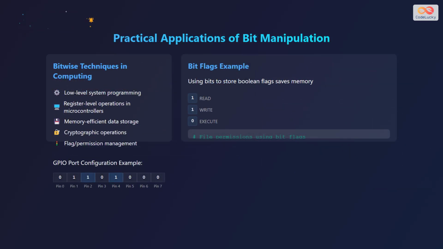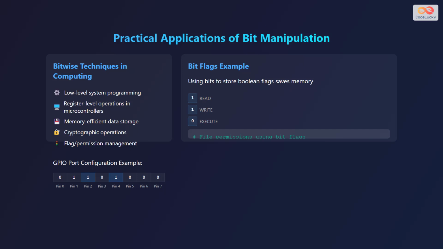Now let's explore practical applications of bit manipulation. Bitwise techniques are widely used in computing. Some of them are low-level system programming, register-level operations in microcontrollers, memory-efficient data storage, cryptographic operations, and flag or permission management. A GPIO port configuration example is shown.